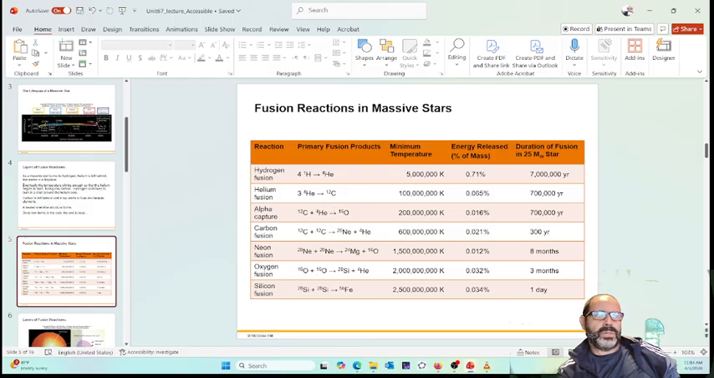Because now it's running out of carbon in its core, it's going to collapse further until its temperature reaches about 600 million Kelvin in the core, and that lasts for about 300 years. That's nothing.